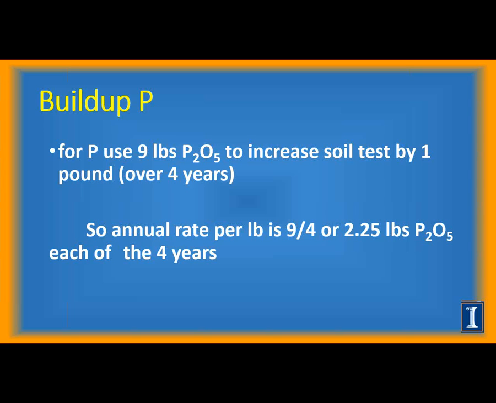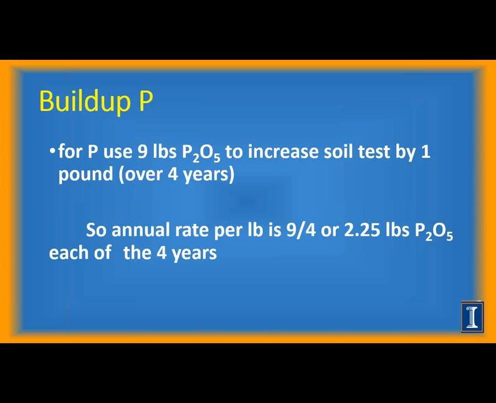again, this is out of the Illinois Agronomy Handbook, you'd use approximately 9 pounds of P2O5 to increase a soil test by 1 pound per acre over a 4-year period. Okay, 9 pounds P2O5 to bump it 1 pound per acre. So the annual rate, again, this is a strategy over 4 years. This is not all put out at one time. The annual rate per pound is 9 divided by the 4 years, or about 2.25 pounds of P2O5 each of the 4 years. Okay, that's how you would do that calculation.